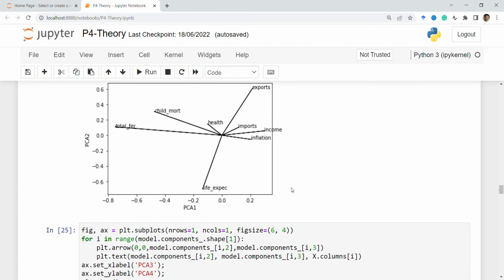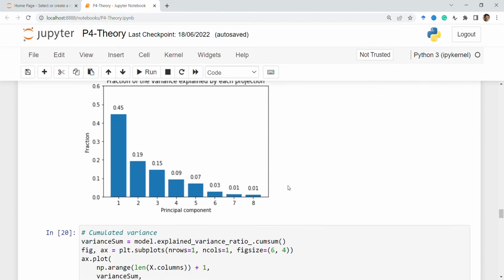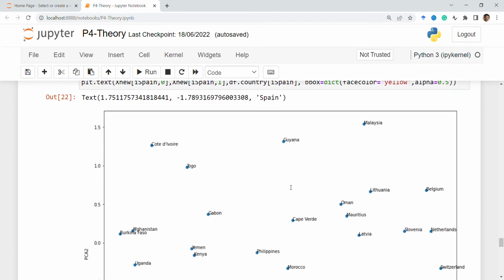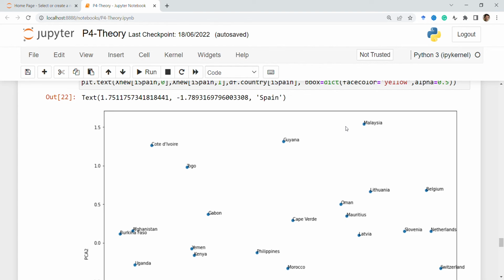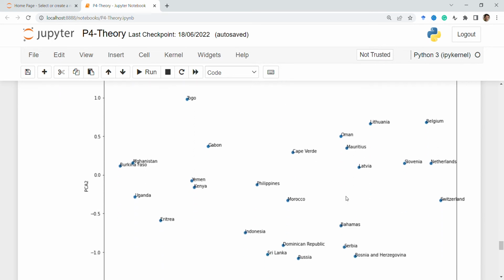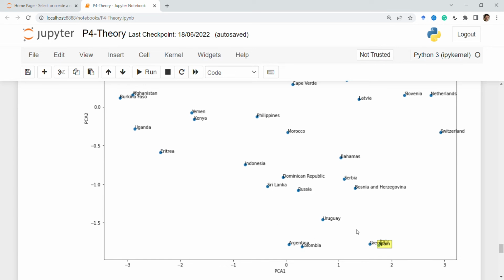So in PC2, if you want to project high, you need, mostly, high exports, high imports. So Malaysia and Cote d'Ivoire, for some reason they export high, and on the other side you need to have low imports and exports, and then you have Argentina, Colombia. Surprisingly, you have Spain there too.